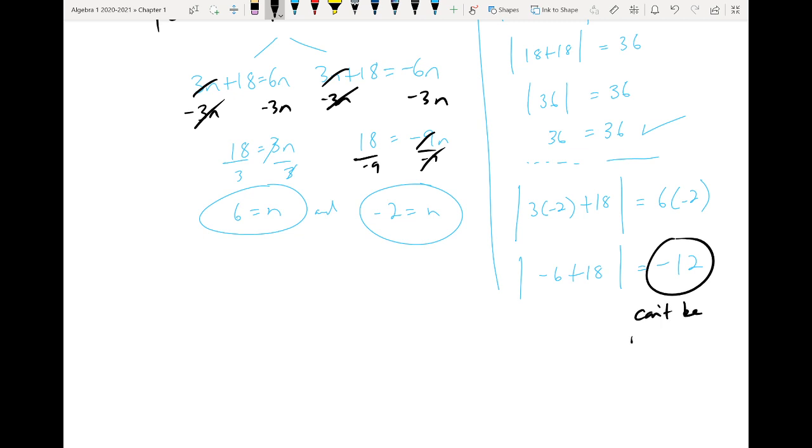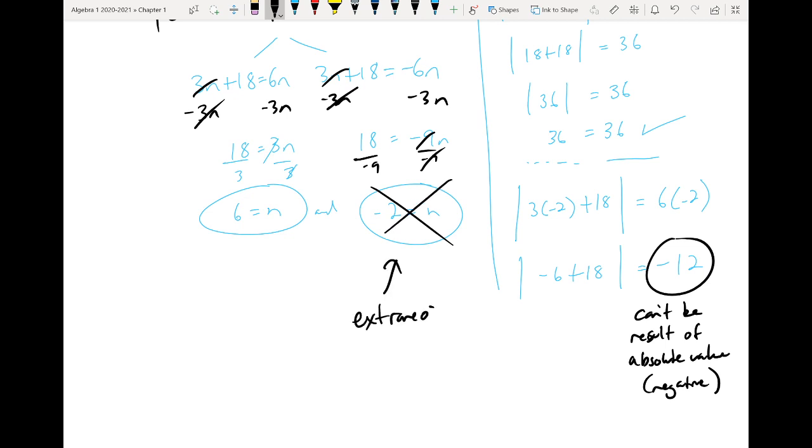So this can't be the result of the absolute value, because it's negative. Okay, so what it means is this negative 2 is what we call an extraneous solution. If you provided that to me as an answer, you'd be incorrect. There's only one answer. The other one does not work. Extraneous, the key being extra. It is an extra and not necessary solution.